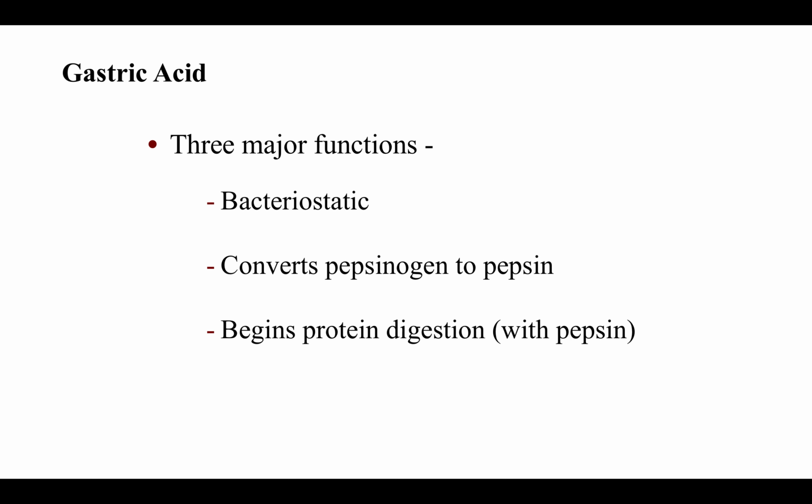Now, the gastric acid is important in three major functions. The first one is bacteriostatic, so it will kill the bacteria. It's important for the activation of pepsinogen into pepsin. We will talk about that later on. And it is important to begin the process of protein digestion, mainly using the enzyme pepsin.